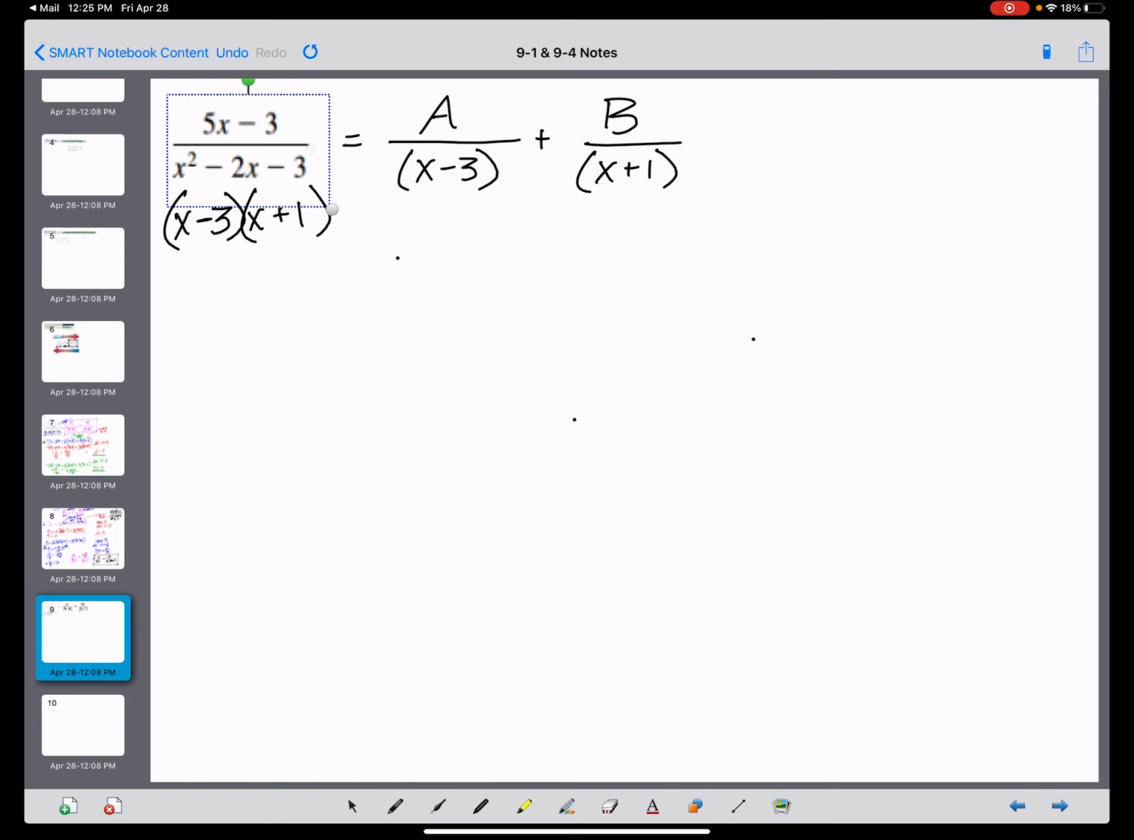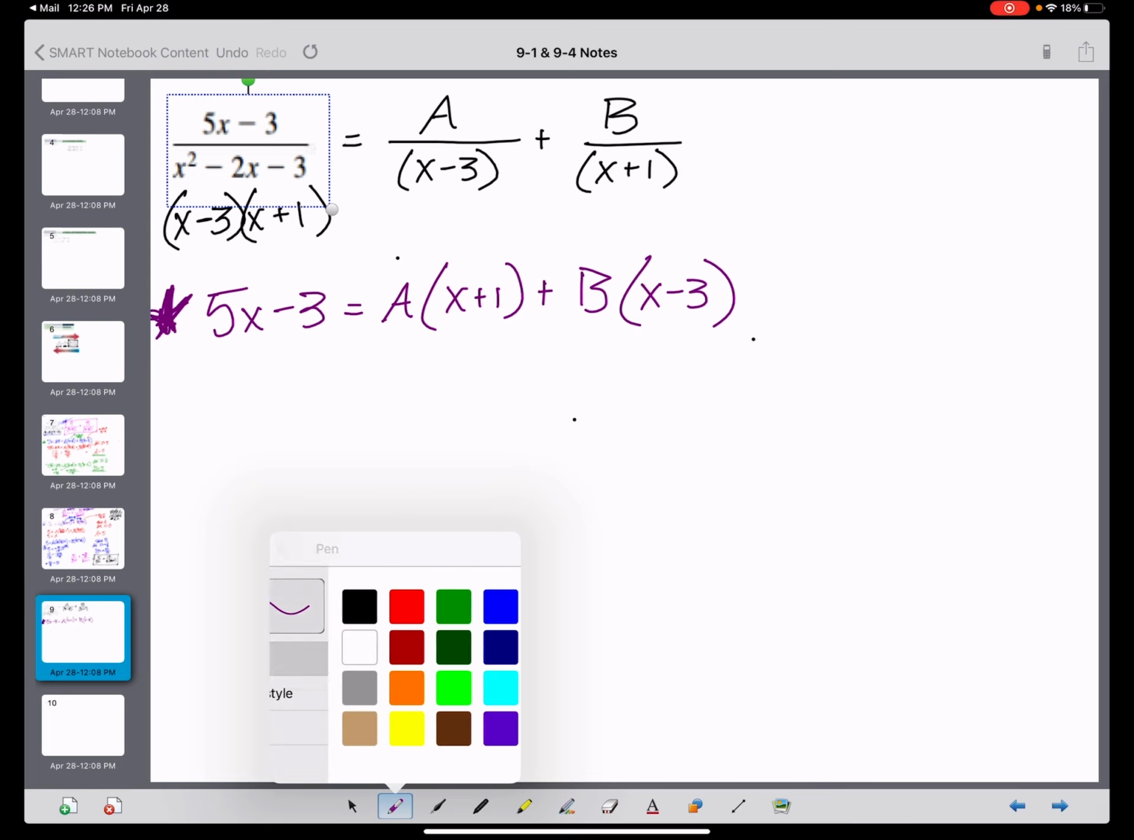All right. So from here, we're multiplying everything by this least common denominator, right? The denominator we start with. When I do that, I'll be left with 5x minus 3 equals A times x plus 1 plus B times x minus 3. All right, this is the one we're going to be working with.